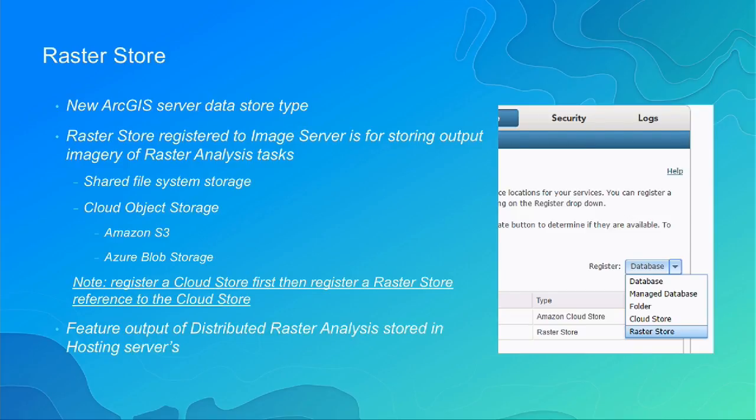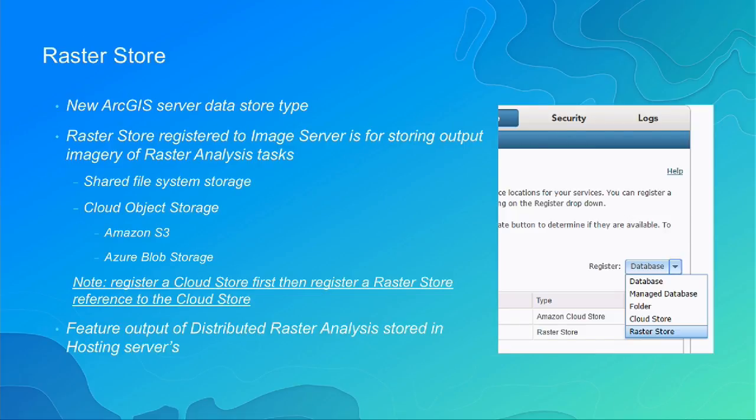The way you do that is you first register a cloud store in the ArcGIS Server Manager, and then you create another Raster Store and point it to that cloud store. So that cloud store will be used as the Raster Store.